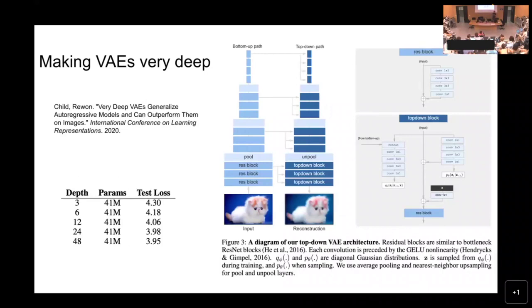So there's a number of papers in this field, but I think one of the clearest ones where they show this principle is this paper by Rewon Child, where they basically use this latent VAE trick and depth, and those are really the main ingredients that make their model work quite well. And then if you add enough layers, then this actually becomes quite competitive with autoregressive models. And according to this paper, at least, it can even outperform autoregressive models.